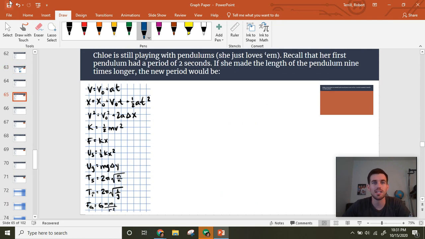All right, we have 90 seconds. All right, Chloe's still playing with pendulums. She just absolutely loves them. So remember that her first pendulum had a period of 2 seconds. If she made the length of the pendulum 9 times longer, what would the new period be? You have 90 seconds.